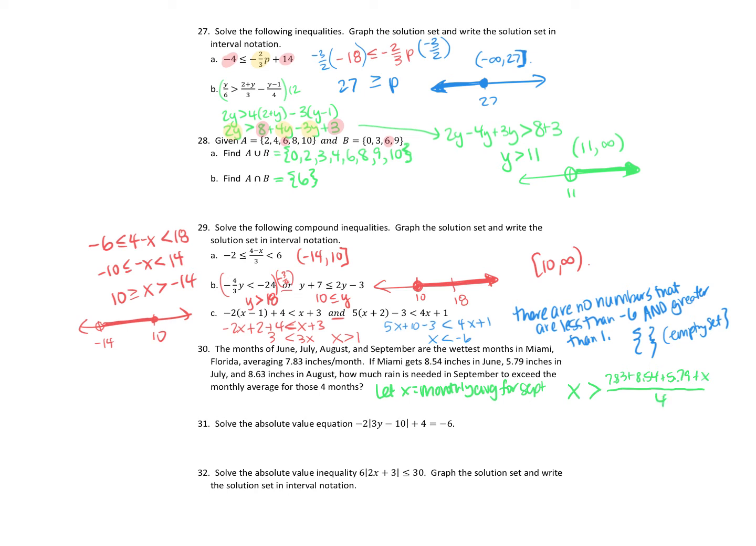Okay, so if I multiply the 4 over, and I add those all together, 7.83 plus 8.54 plus 5.79, I get 22.16. And then I can subtract that over. I get 3x is greater than 22.16. So I get x is greater than 7.386.